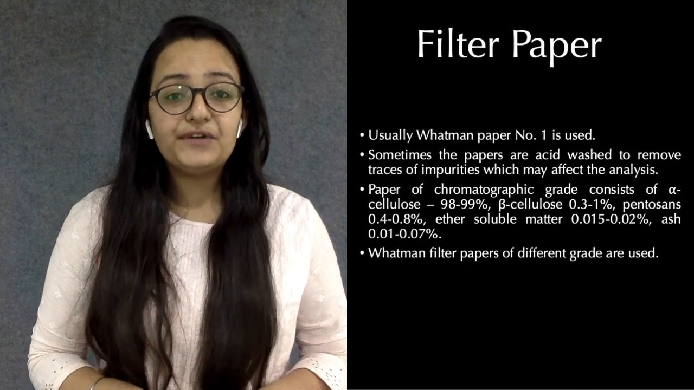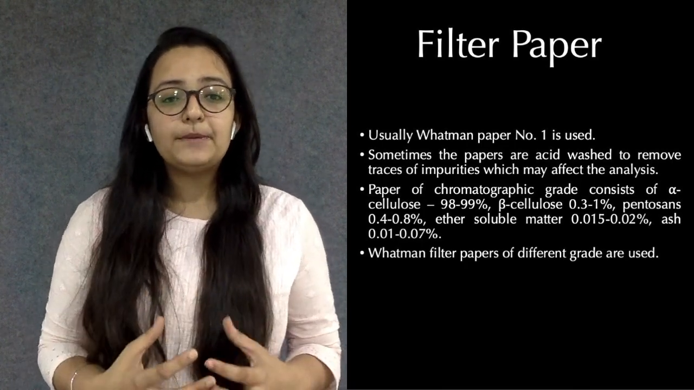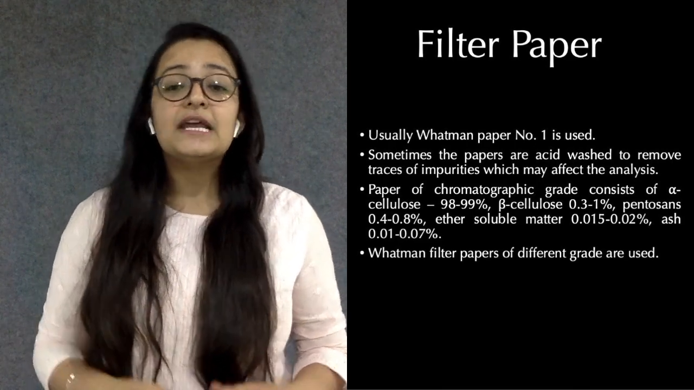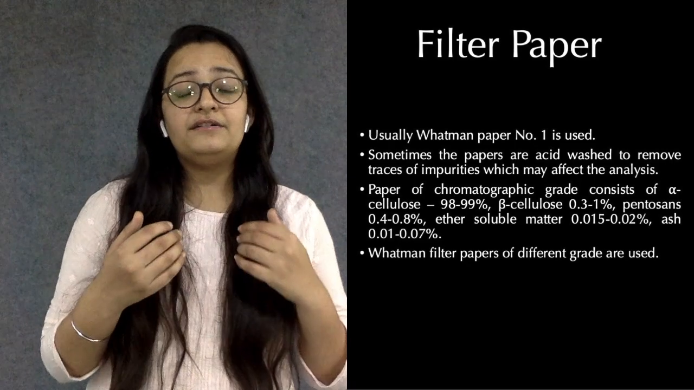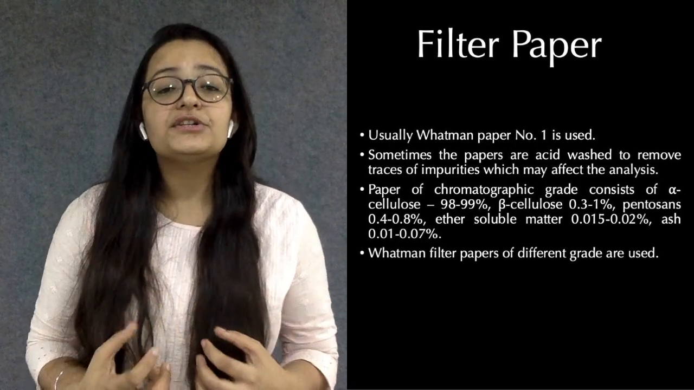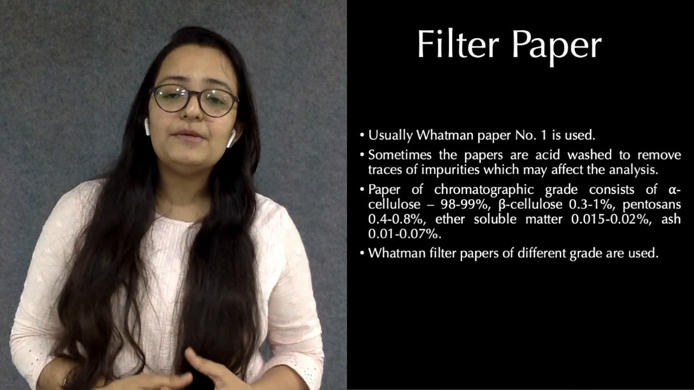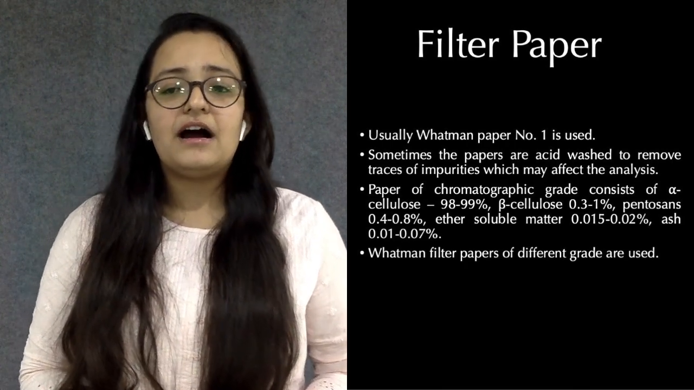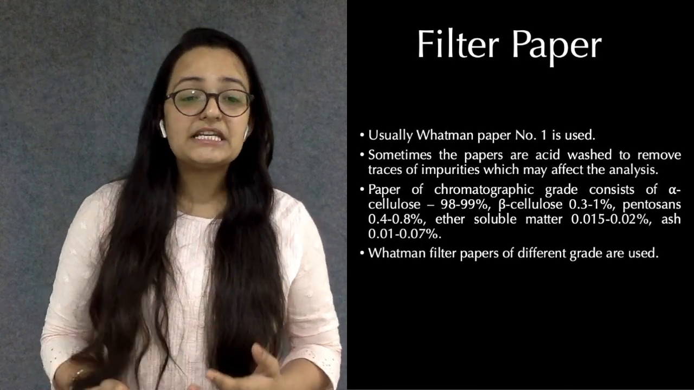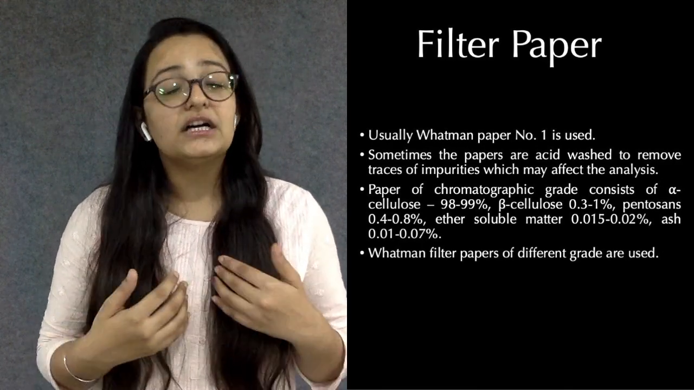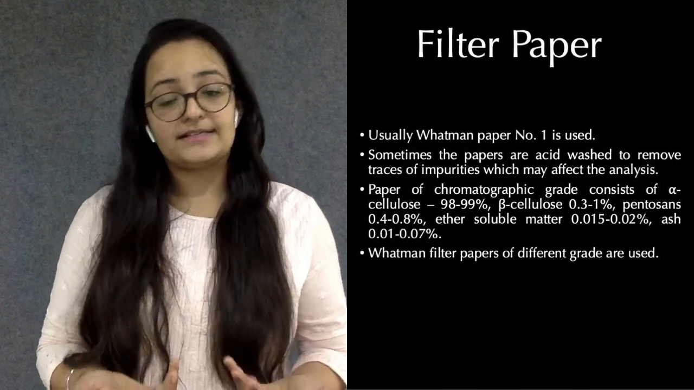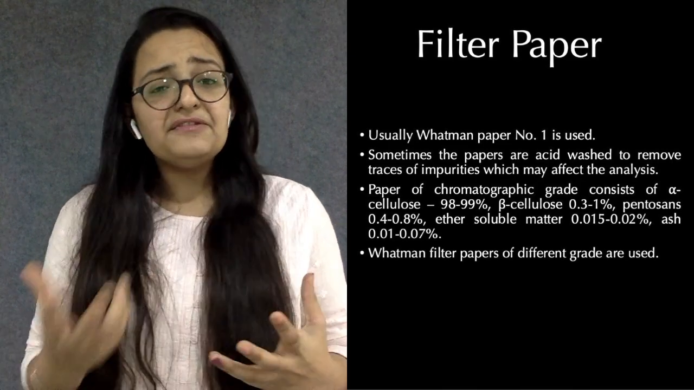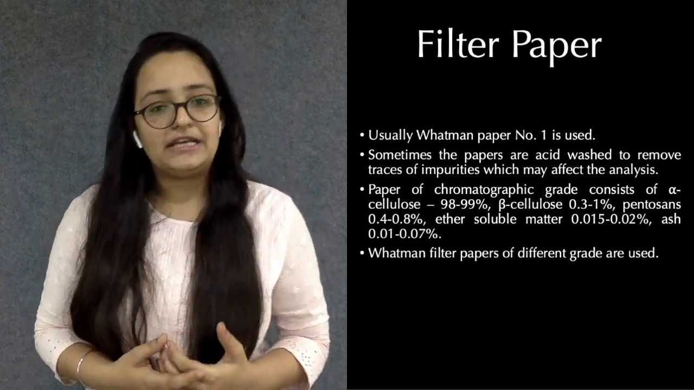First segment is the filter paper. Usually, Whatman filter paper number one is used. Sometimes the papers are treated with acid to wash and remove traces of impurity which may affect the analysis. Paper of chromatographic grade consists of alpha cellulose, beta cellulose, pentosans, other ether soluble matters, ash, etc. Whatman filter papers are available in different grades.